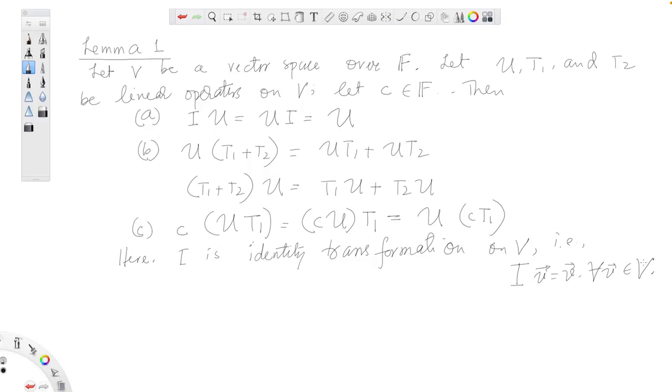Okay, so here is the proof. Consider I times U acting on v. This is the operator that we are looking at, and by the definition of composition it is I of U of v, and then by the definition of identity transformation it is U of v.